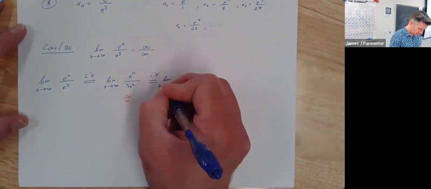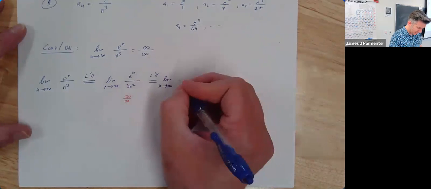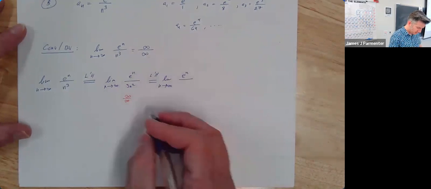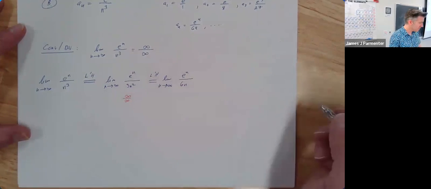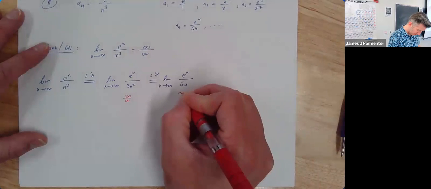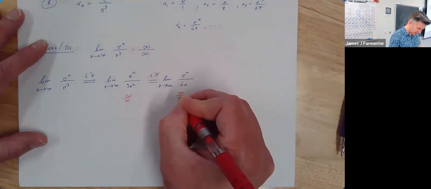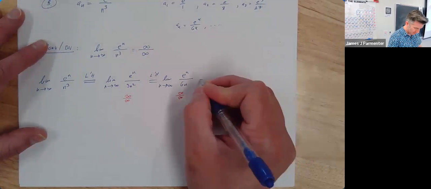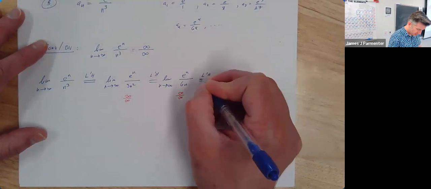The limit as n goes to infinity of the derivative of e to the n, which is still e to the n, over the derivative of 3n squared, which is 6n. Still infinity over infinity, right? E to the infinity still goes to infinity. 6 infinity still goes to infinity. So we do it again. We keep on doing it until we don't get infinity over infinity.